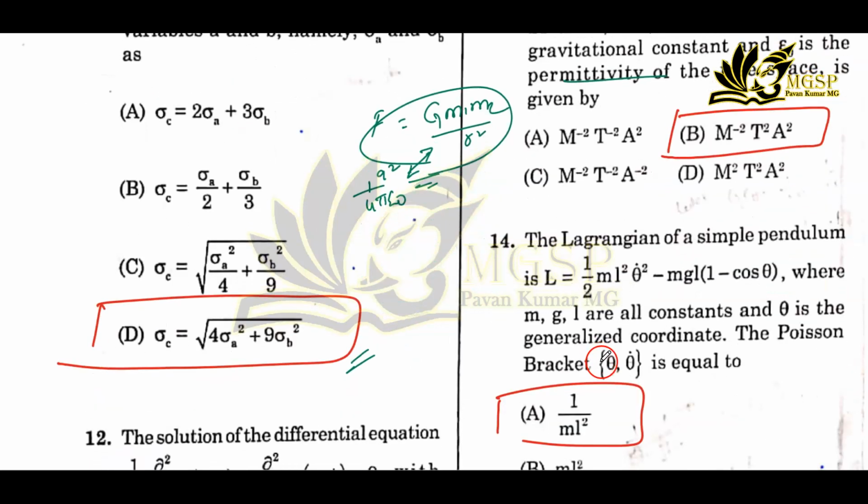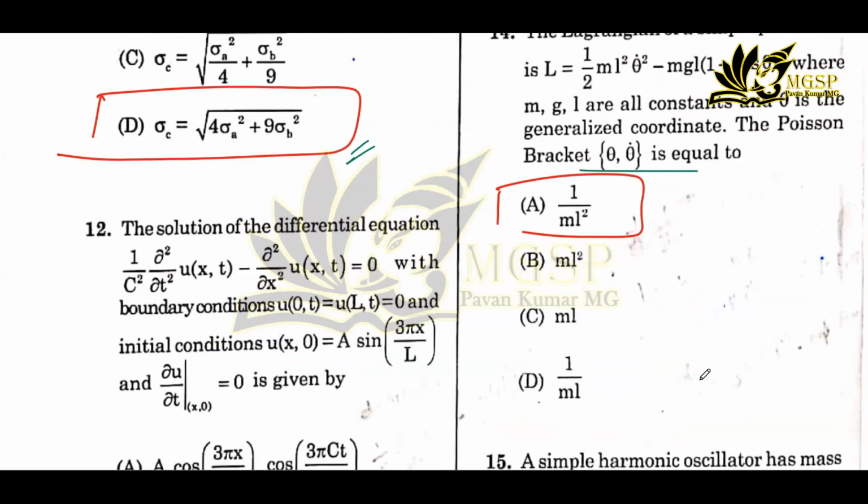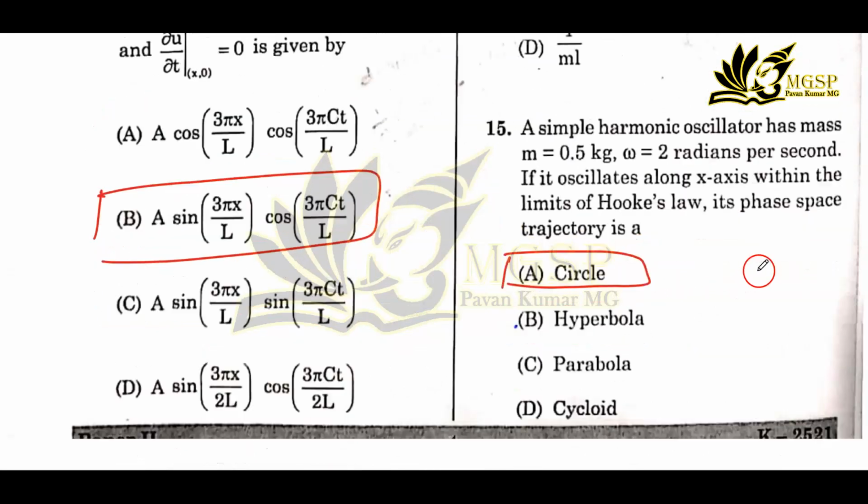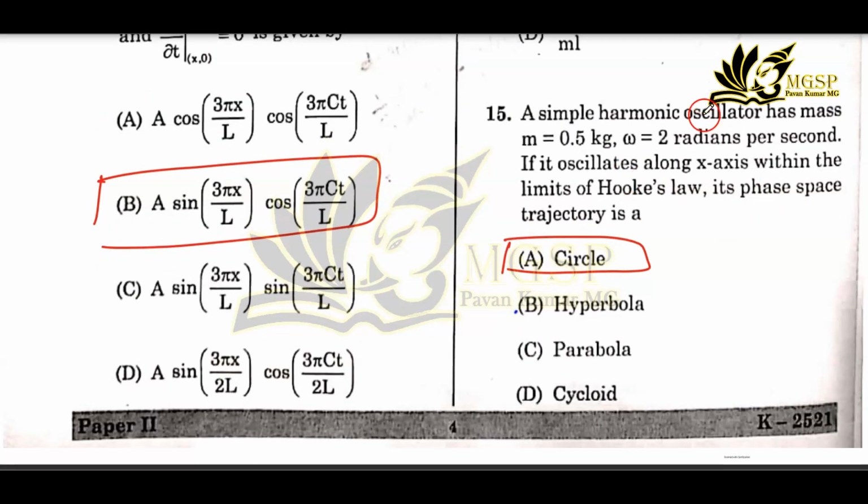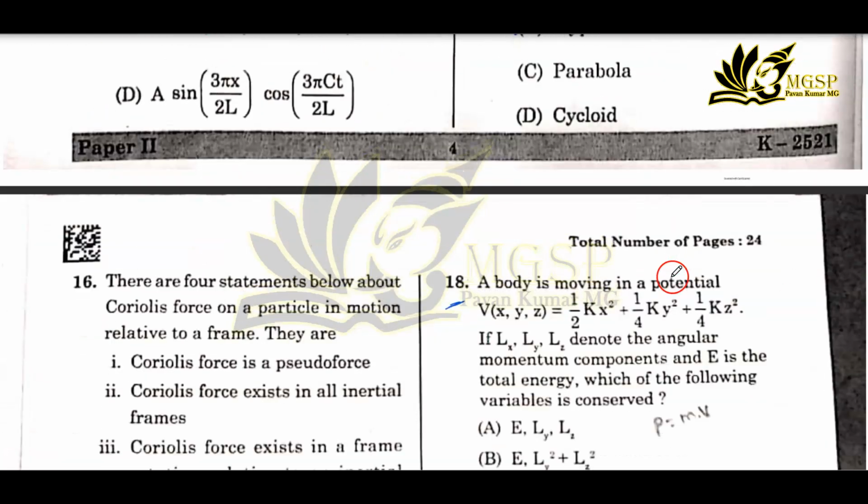So next, going to Lagrangian. You just have to use the Poisson bracket. When you do so, you get this value. Again, simple harmonic. Many of them got confused, but this also I have told in the class. So then we got the equation of the circle.